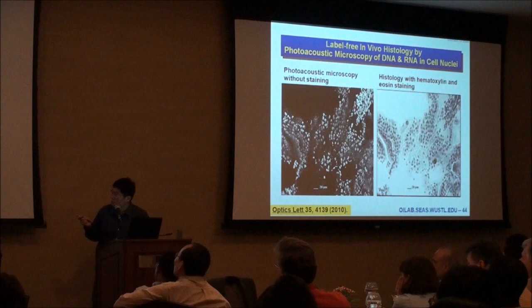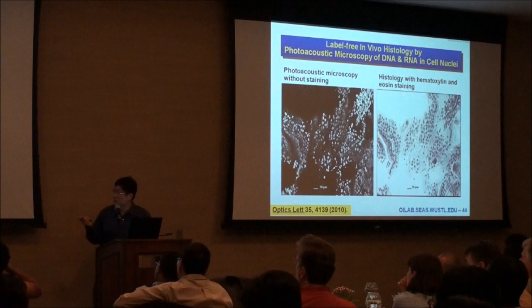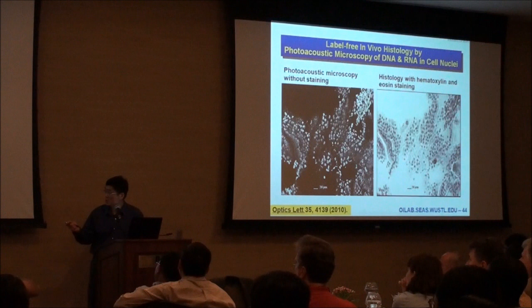Sure enough, if you target DNA and RNA absorption, you can see the distribution of cell nuclei, these individual cell nuclei. And this same piece of tissue was later on processed using standard histology. Of course, that requires staining. This is unstained. Everything is native contrast. Right. So this can be potentially very useful.